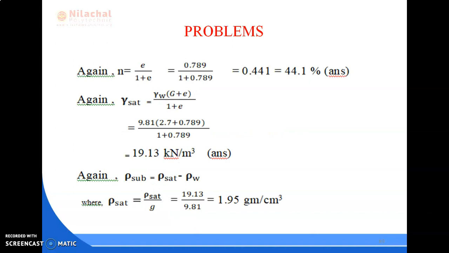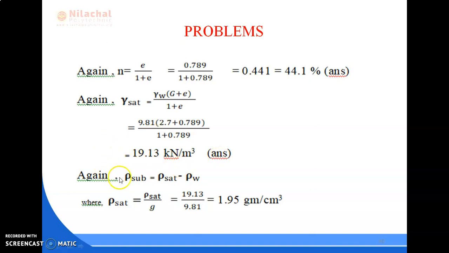Next again we have to find out n, porosity n equal to, we know the relation, e by 1 plus e. So already we have calculated the e value equal to 0.789, by 1 plus 0.789 equal to 0.441, equal to 44.1%. This is the answer. Again gamma sat equal to gamma W into (G plus e) by (1 plus e) equal to 9.81. Within bracket G value is 2.7 plus e value is 0.789 divided by 1 plus 0.789 equal to 19.13 kilonewton per meter cube. This is one answer.